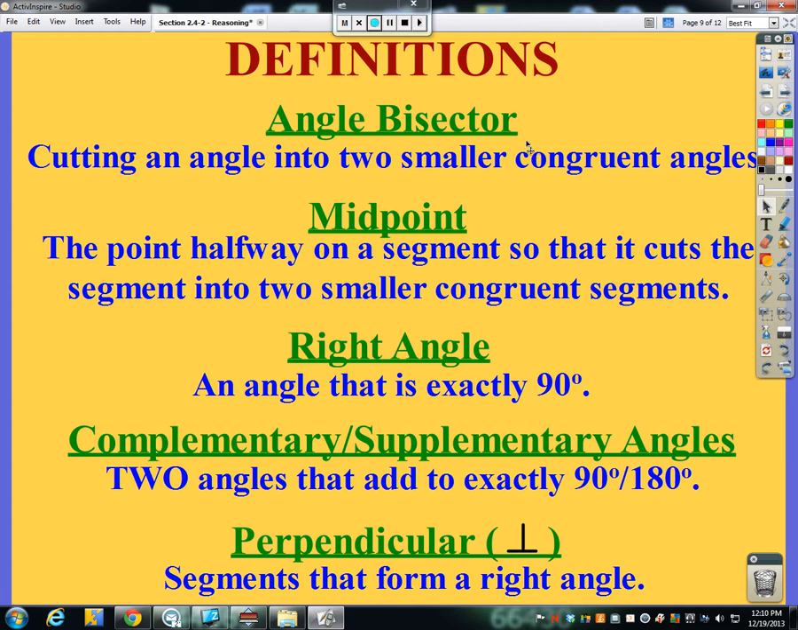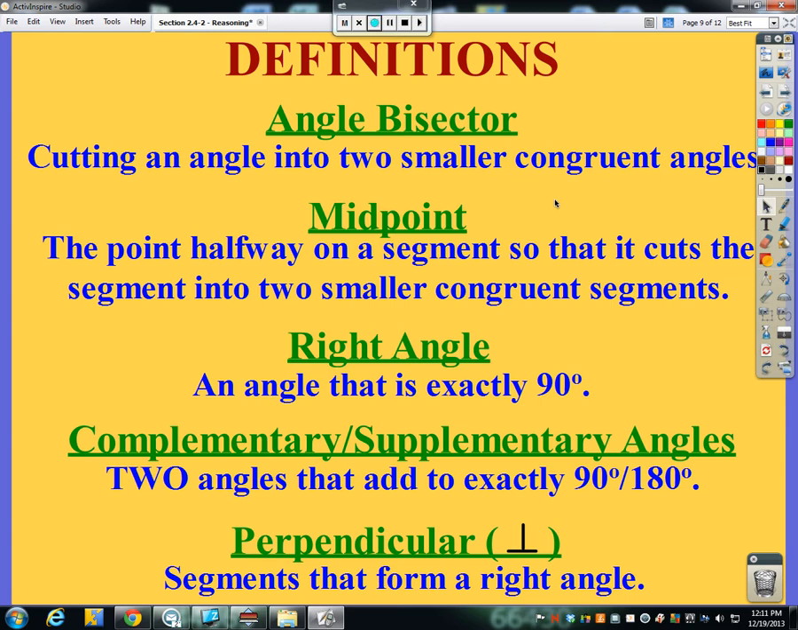So angle bisector, midpoint, right angle, complementary, supplementary angles, and perpendicular. These are all things that we have talked about before. An angle bisector is just cutting an angle into two congruent smaller angles. A midpoint is the point halfway on a segment that cuts the segment into two smaller congruent segments. It's the halfway point. A right angle is exactly 90 degrees. You're thinking, do we really need to know the definition of a right angle? You'll see when we get to some specific examples.